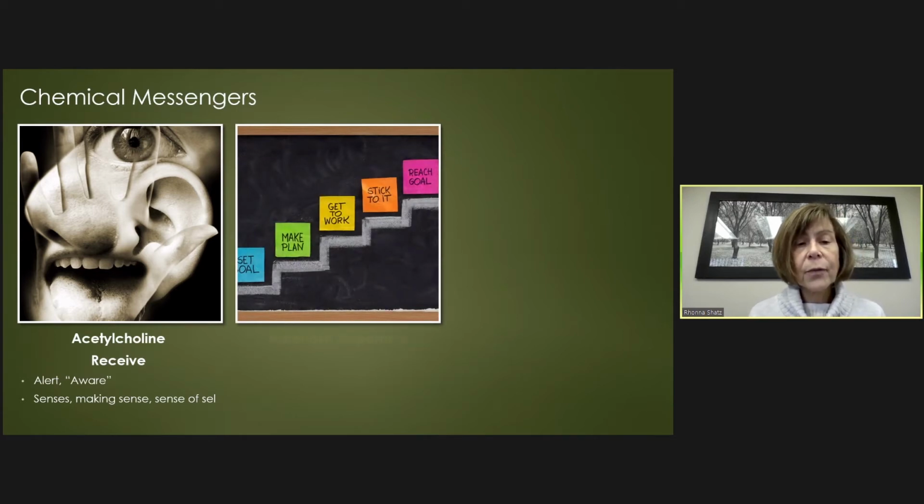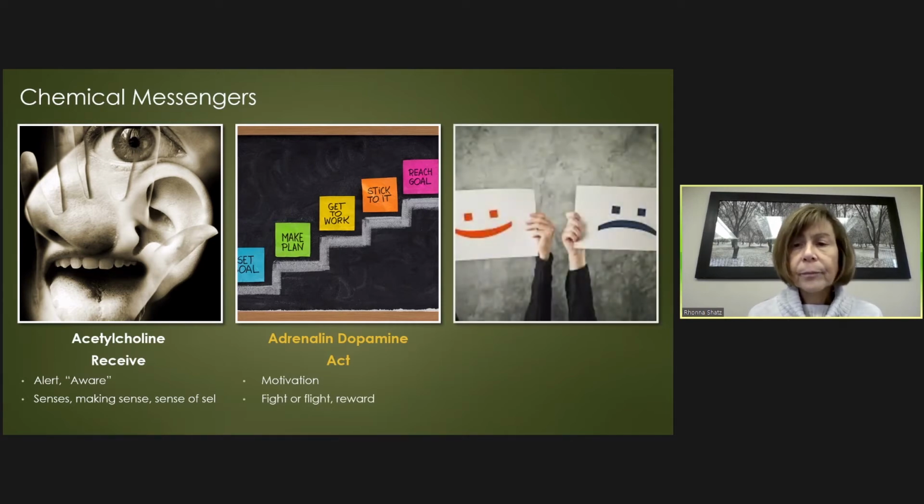The next chemical messenger is one that helps with action. Actually, two of them, adrenaline and dopamine. And they're involved in motivation, fight or flight, and reward underlying the things that we do. And then finally, we have the chemical messenger serotonin, which gives the message of feel. It underlies our emotions, also the things that are important for maintaining us, feeding, management of stress, and coordination of hormone responses.